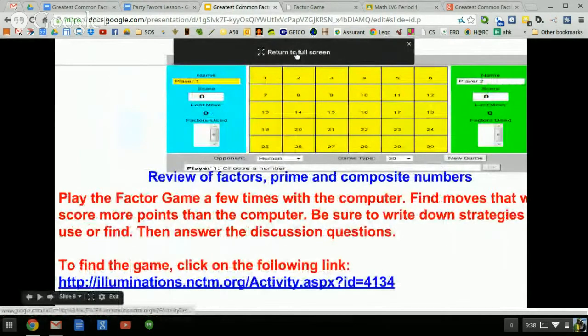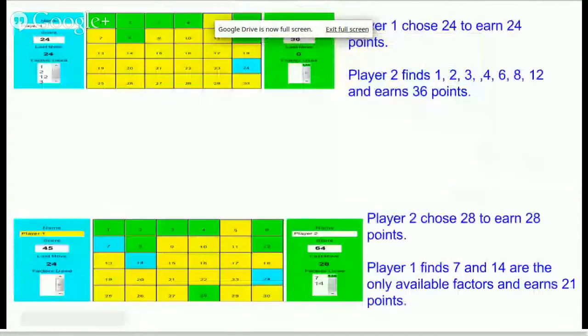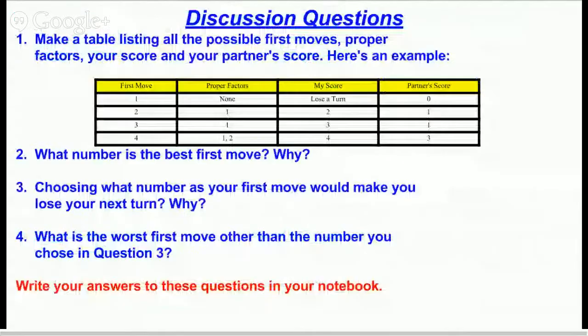Welcome back to my video. Pretty simple. Next, I'd like you to answer these questions. So first thing you need to do is draw a data table with all the possible ones, so 1 through 16. What are the factors of those? What's your score on that? And then what's the computer's score? No, so not partner score, but computer score. Okay, so make a data table with 1 through 16.